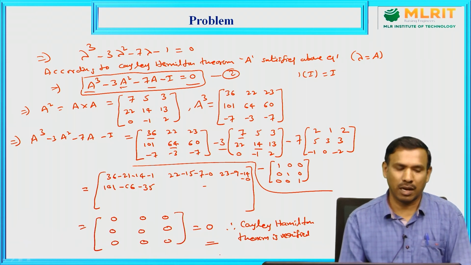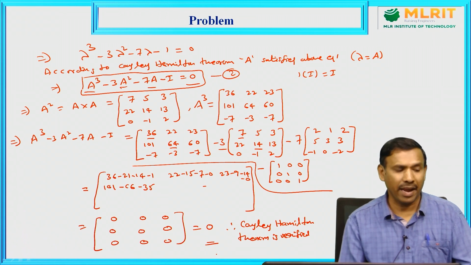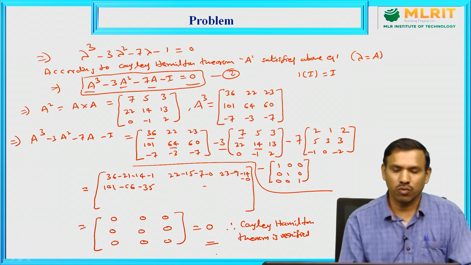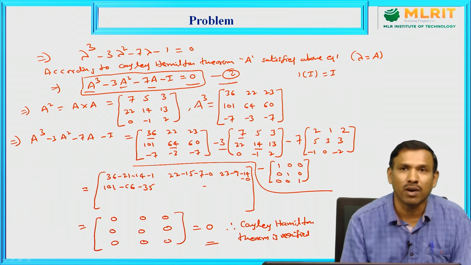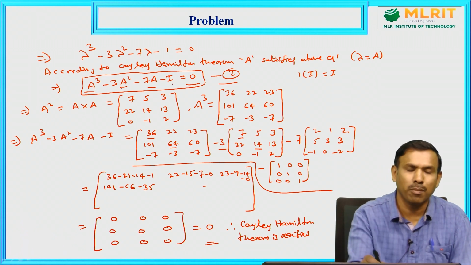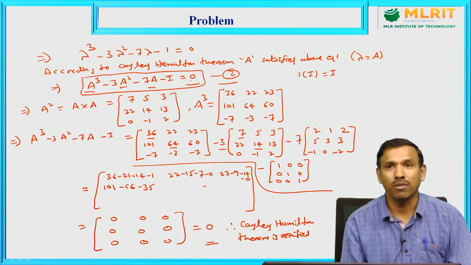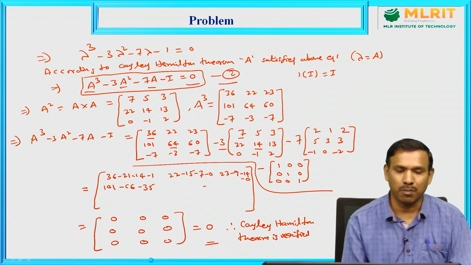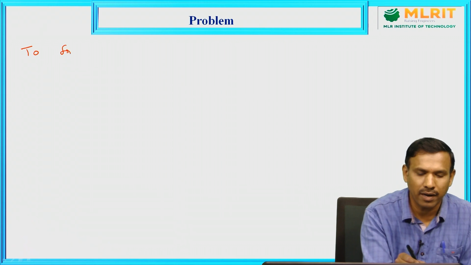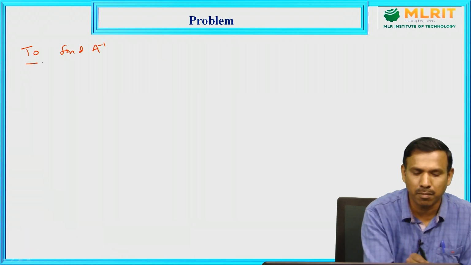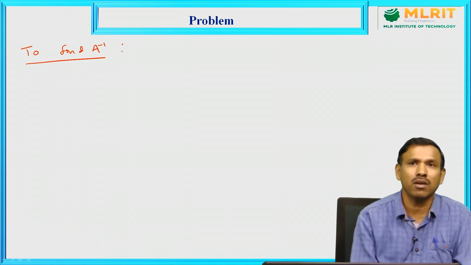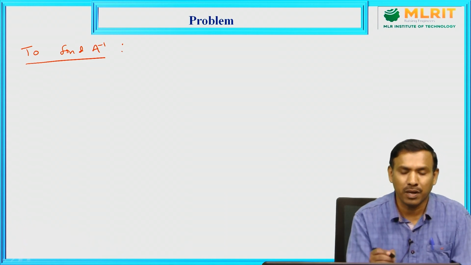So this is the Cayley-Hamilton verification, and now it is asking to find A inverse. Then how to find A inverse using the Cayley-Hamilton theorem? This is the main equation. From these two equations, whatever applications he is asking, we can do. So what is the equation? A cube minus 3A square minus 7A minus I, which we have using the Cayley-Hamilton theorem. To find A inverse for the given matrix, we can do it in many ways, but he is asking to use the Cayley-Hamilton theorem.